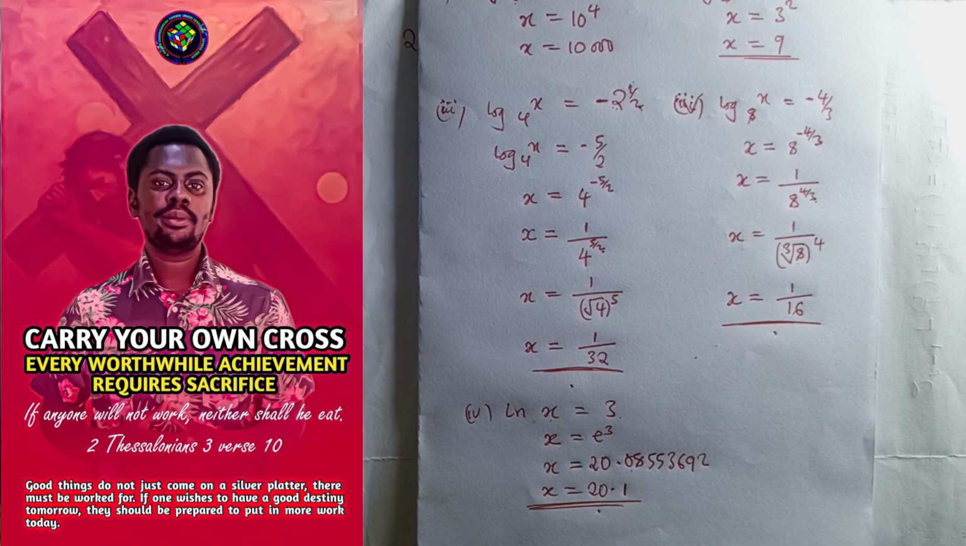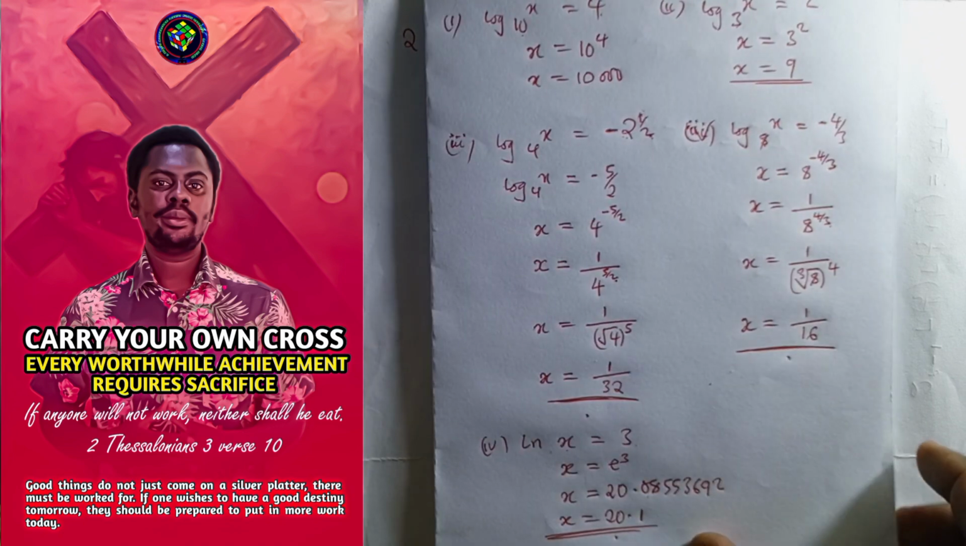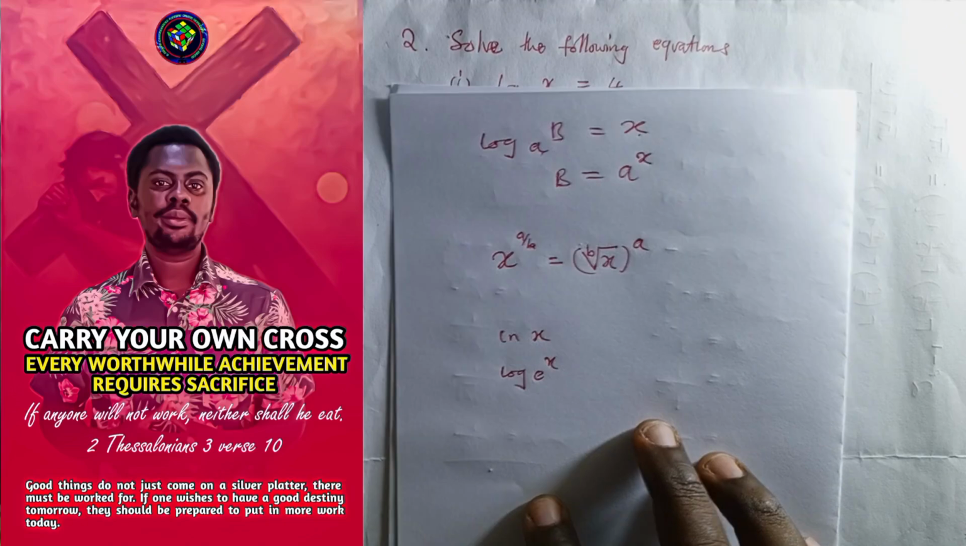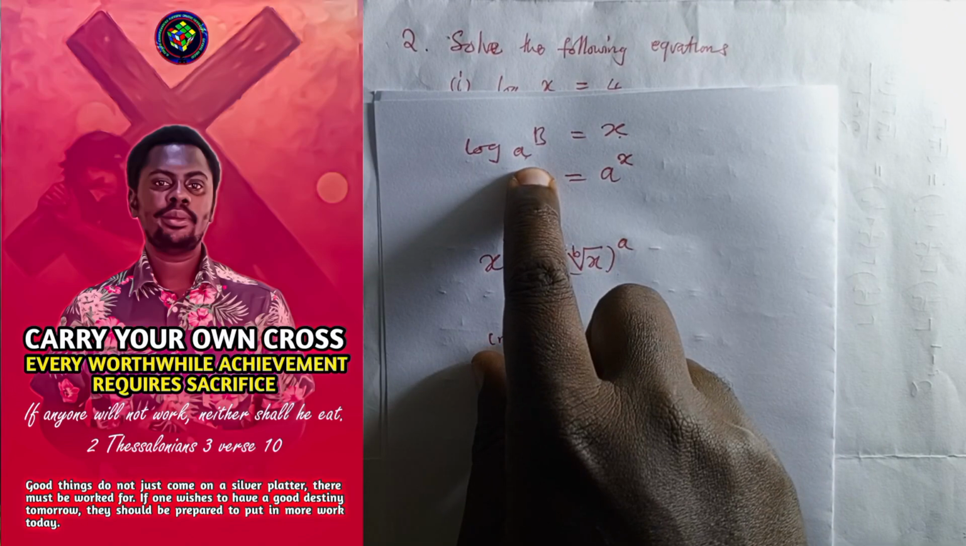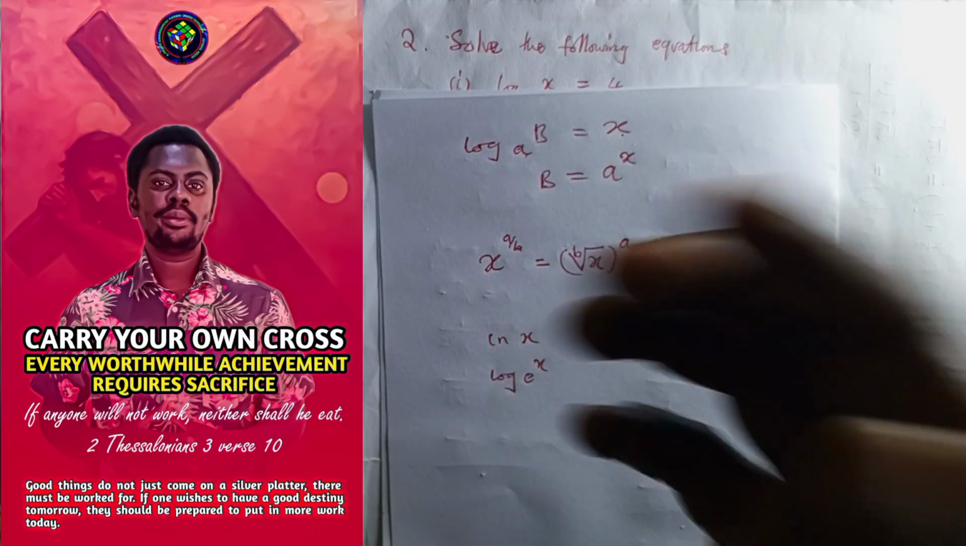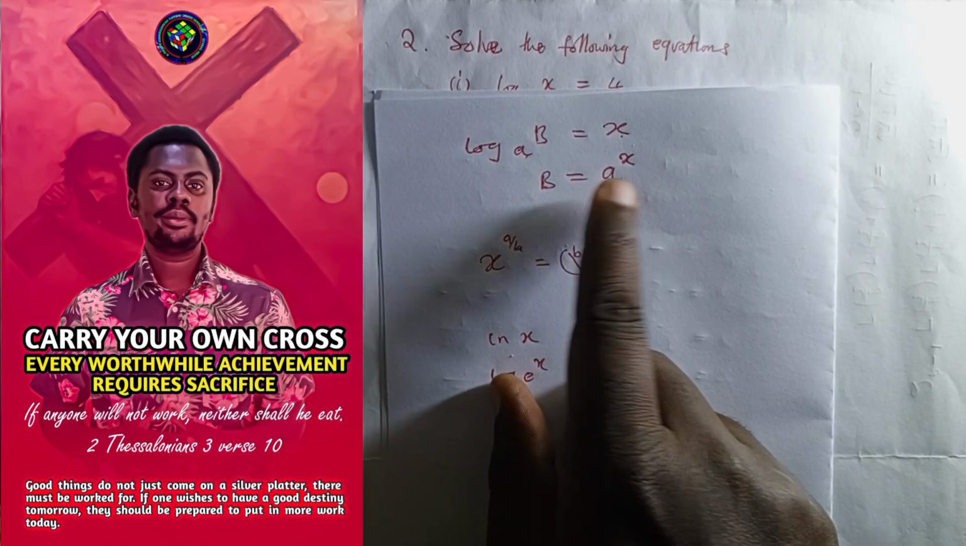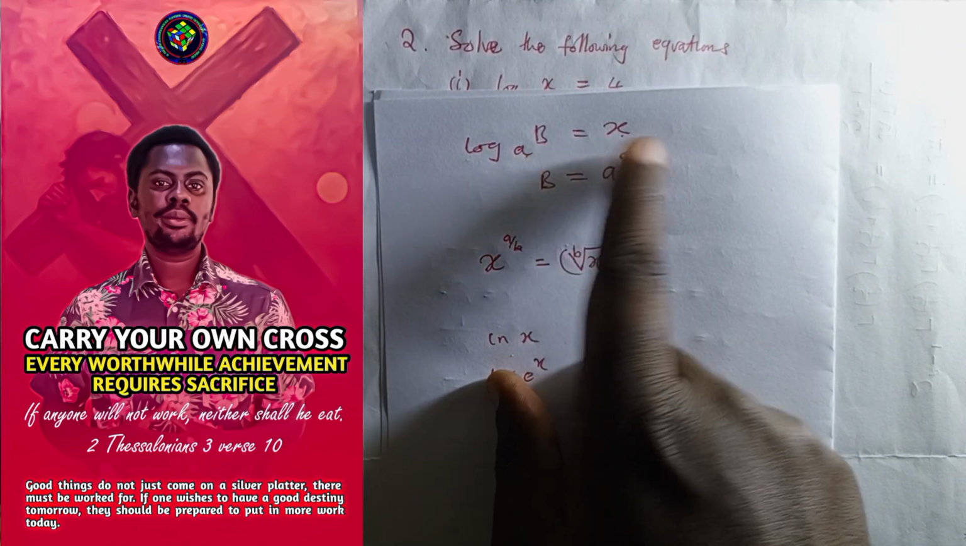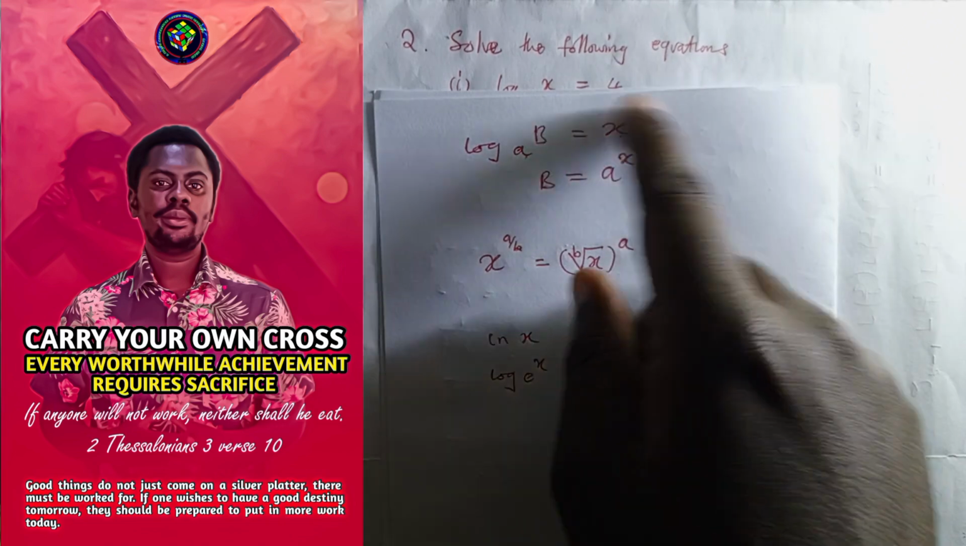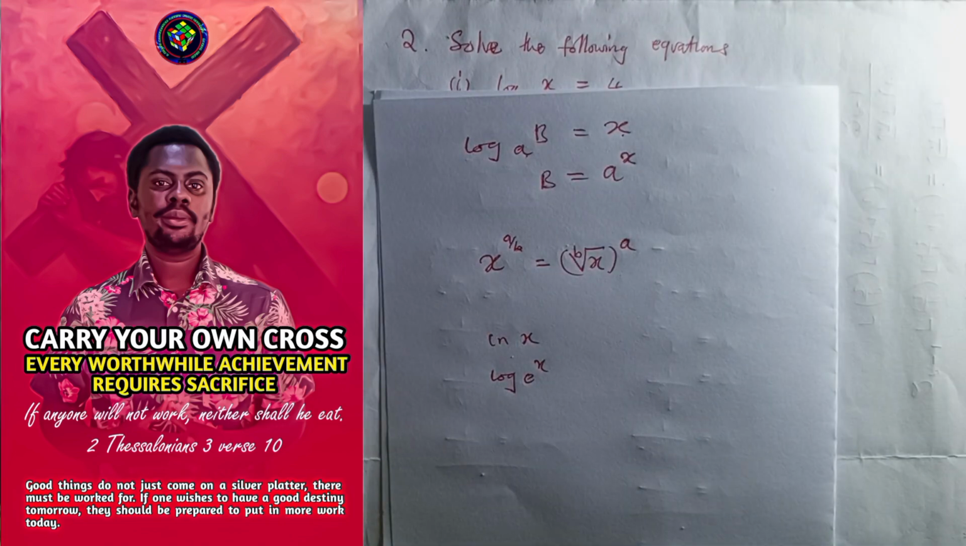So for these questions, we have used the relationship between logarithms and index notation. So we said when you have log of b base a is equal to x, this is expressed as b is equal to a to the power x. So this base will go to the other side of the equation, and what you have on that other side will be the power. Okay, so log of b base a is equal to x is expressed as b is equal to a to the power x.